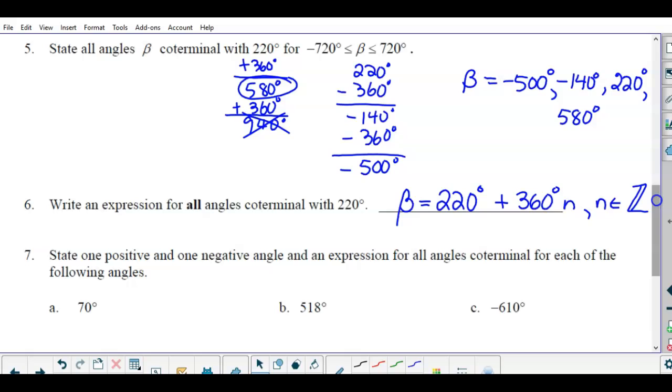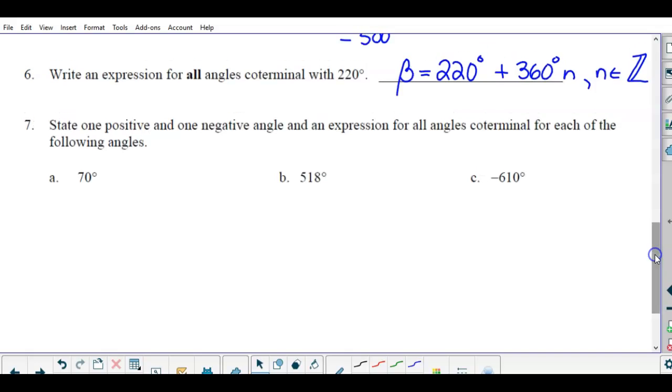So if n was 1, you get this. If n was 2, you get something bigger, right? If n was negative 1, then you would get this. If n was negative 2, you get this. If n was negative 3, you get something smaller than that, but they would all be coterminal. Okay, so this is called a general statement for angles. So again, we're not going to do all of these. We're going to do the first one: state one positive and one negative, and an expression for all angles coterminal.